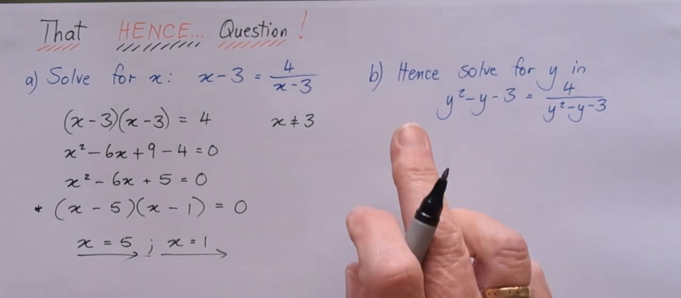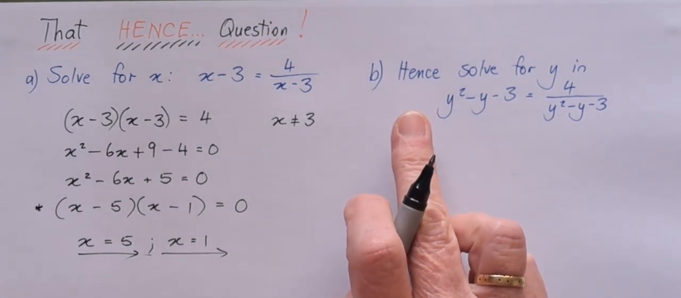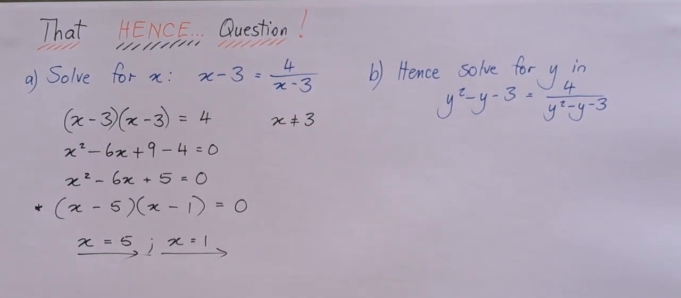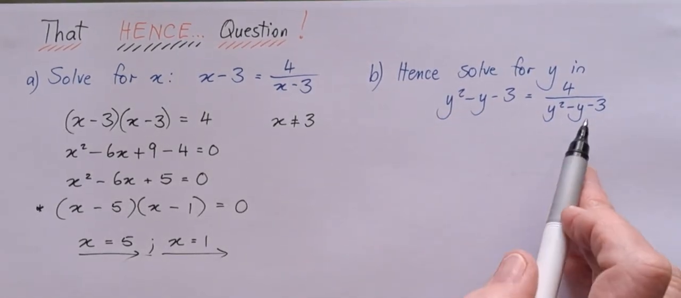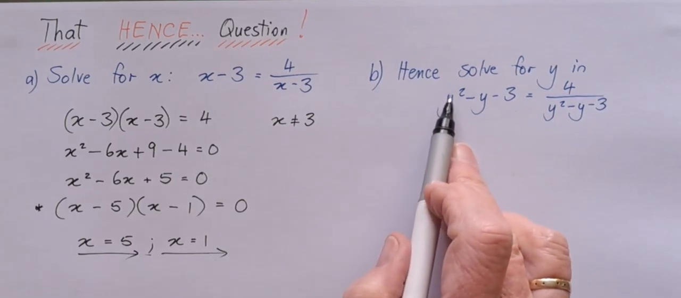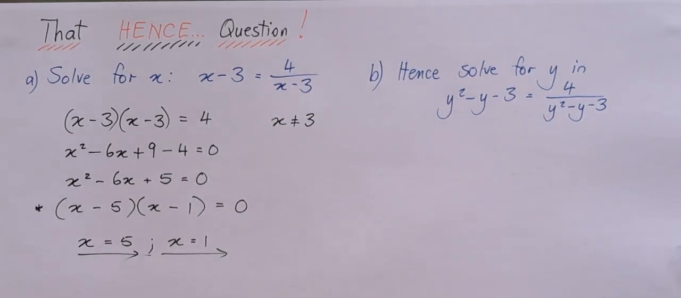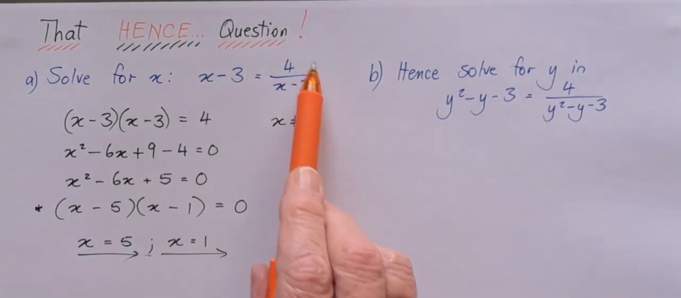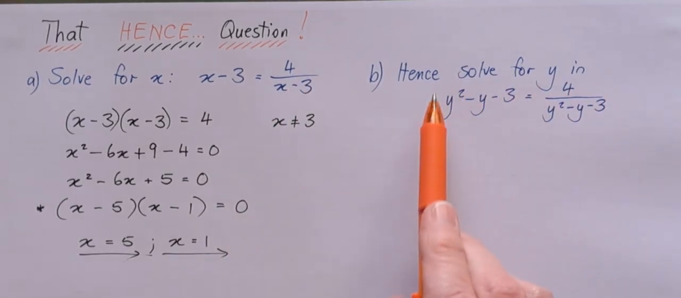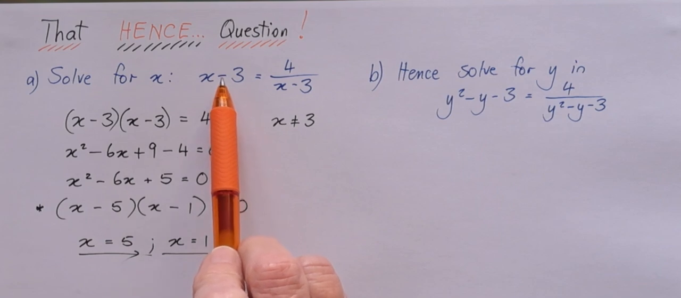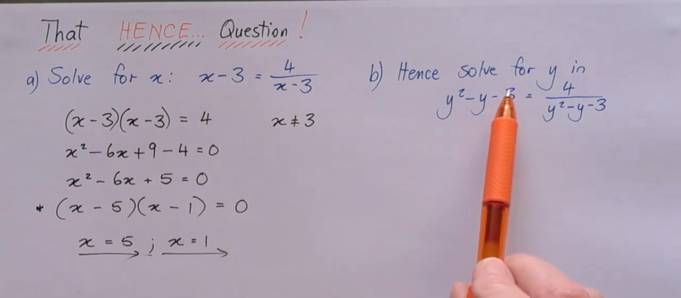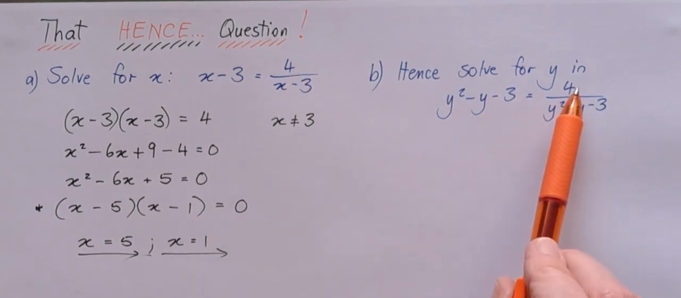So now I'm going to go across to the hence part, and that means use part A in order to, this looks pretty complex. If I think of multiplying out, I'm going to end up with y to the power of 4, which we're not working with at this stage. So what will normally happen is that there'll be some kind of common thing happening between these two equations. So if we look, this left-hand side ends off with a minus 3. That left-hand side also ends off with a minus 3. That numerator is the same.